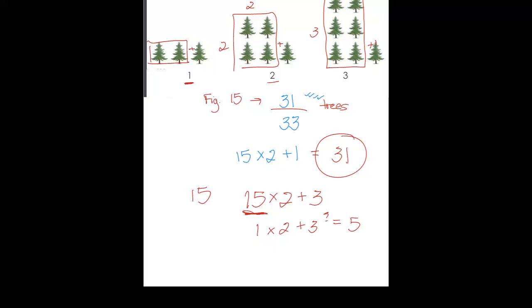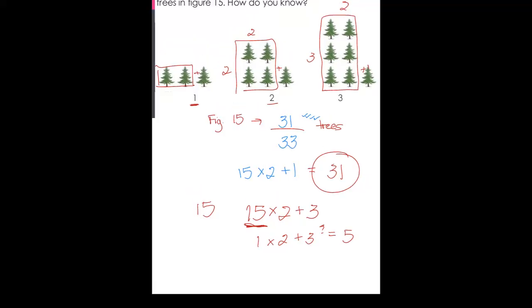Unless you would make this be 1 less. You could say 14 times 2 plus 3 or something. Okay, they said like 0 times 2. Ah, okay. Yeah. All right.